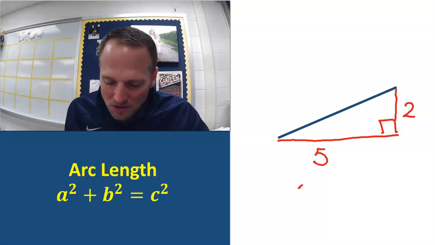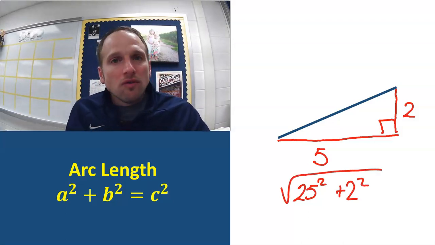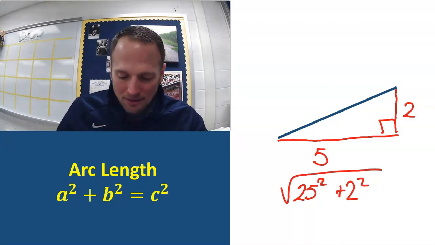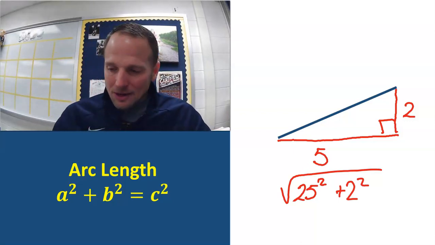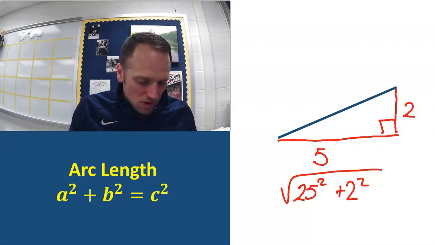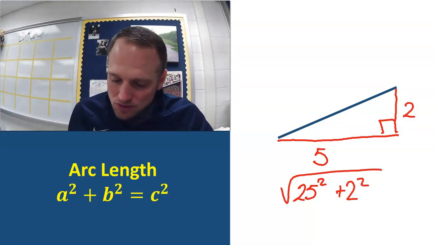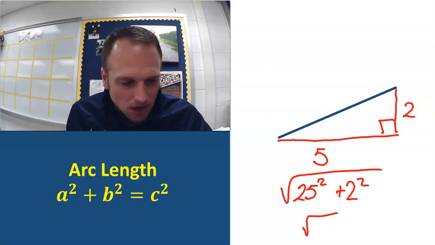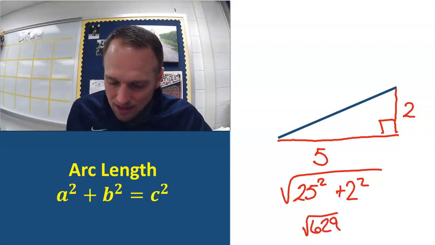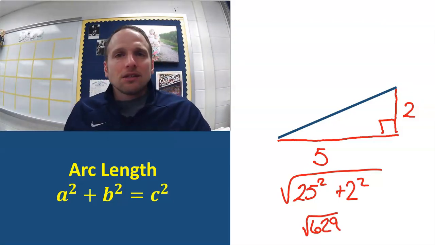Then we would take 25 squared plus 2 squared, and we would take the square root of that, right? So I don't even know what that is. It's going to be some number. Let me figure that out. 25 squared is 625, plus 4. So this is going to be the square root of 629. That's going to be the distance of that curve, or in this case, this line.